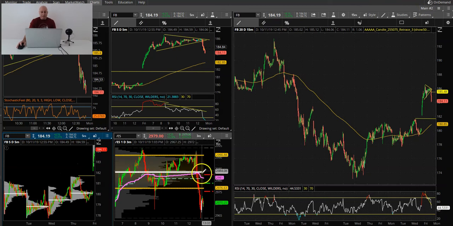Now, the next thing is what's happening intraday. Are we going higher, lower? Are we starting to build out volume at certain levels that we might actually go sideways on for a while?